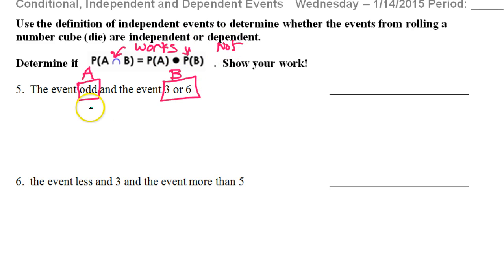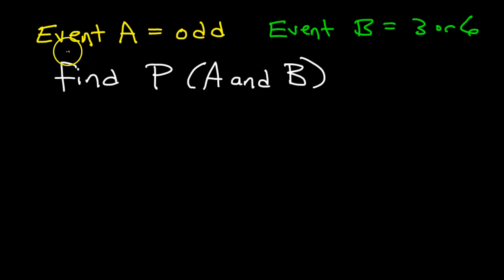Independent, dependent. Anyway, let's figure out the probability of A and B happening. Okay, let's think about this for a second. Remember, event A is rolling odd, and event B is rolling a 3 or 6. So our first job is to find the probability of A and B happening at the same time.